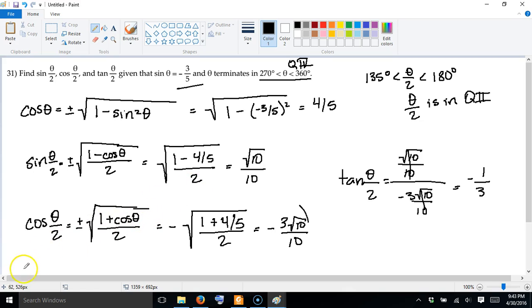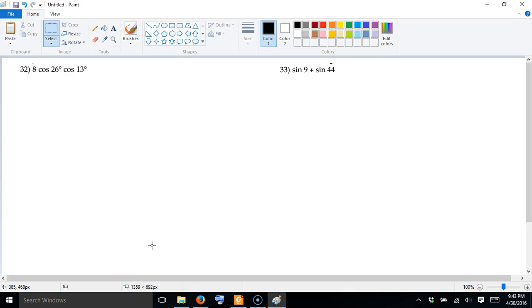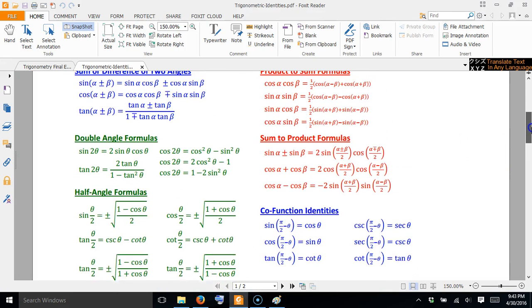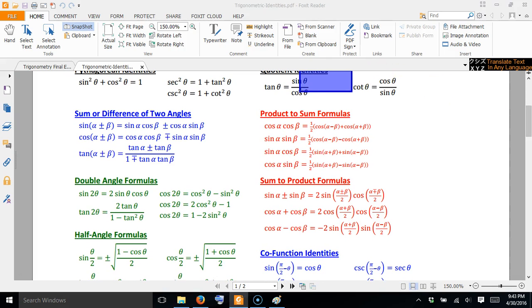Now I only have two more. Now these you are asked to read the directions. For the first one on 32 here, you're asked to write the product as a sum or difference of trigonometric functions. This means you're going to use the product to sum identity. So go to it. Product to sum identity. There it is, right here. Product to sum.